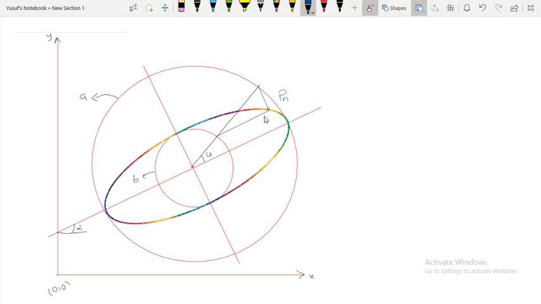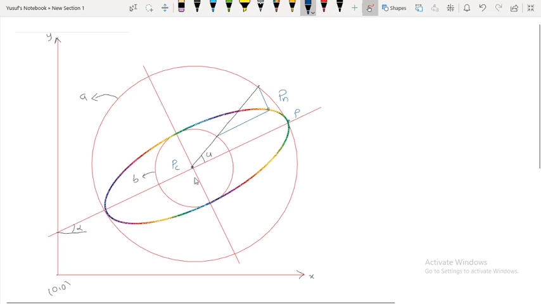We have to calculate the components of these points. First, the center point of the ellipse is known as PC. PC is the center point of the ellipse and Pn is the next point of the ellipse. The start point of the ellipse is P, which has components x comma y. The center point will have two components, xc and yc.